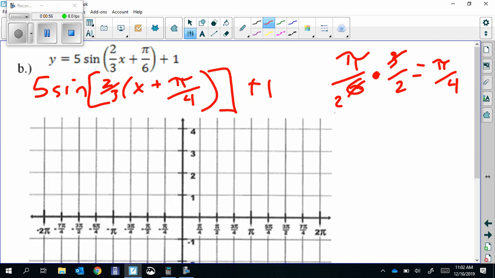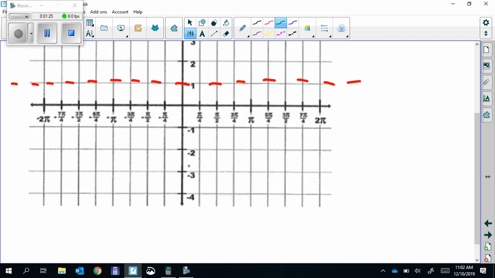That plus 1 is our vertical shift, which means that is our midline for our graph. The 5 is your amplitude, which means from there we have to go up and down 5. I'm going to have a hard time going up 5 because the graph stops. 1, 2, 3, 4, 5. It's going to be way up here. Going down 5, 1, 2, 3, 4, 5. Down here to the bottom.